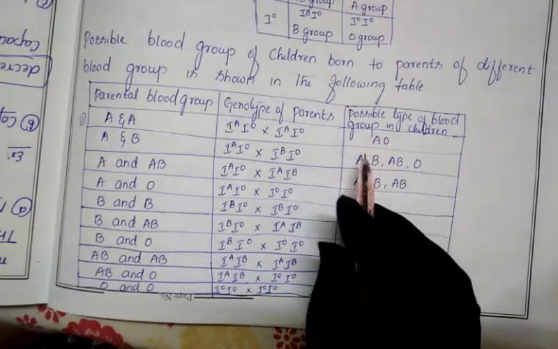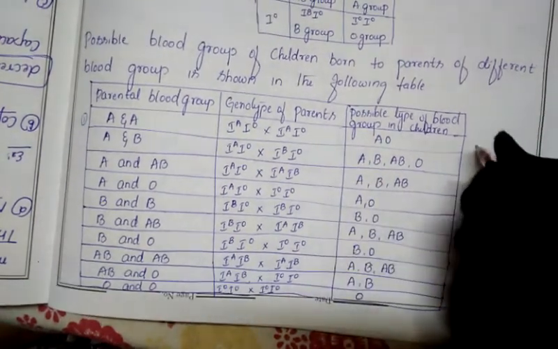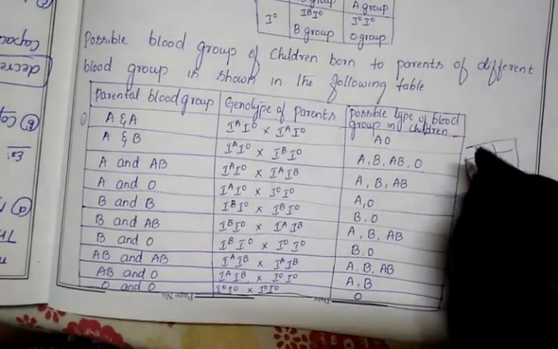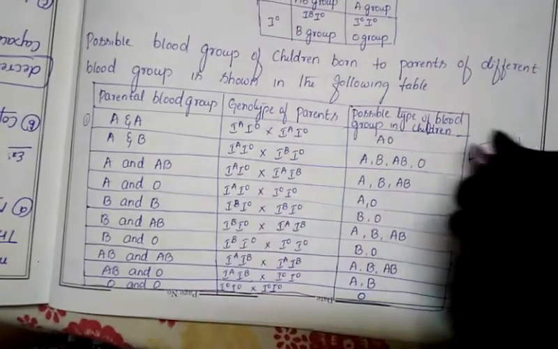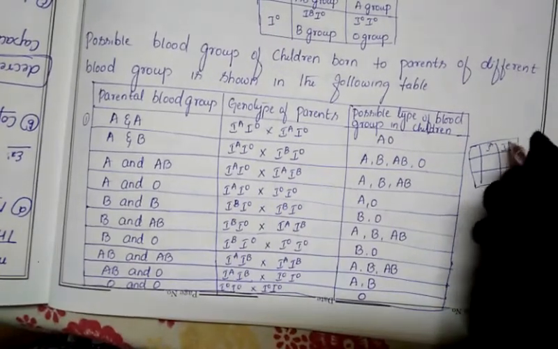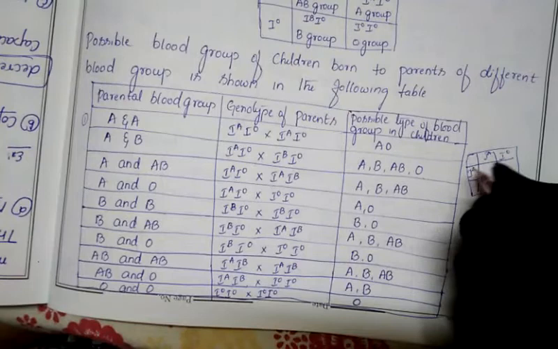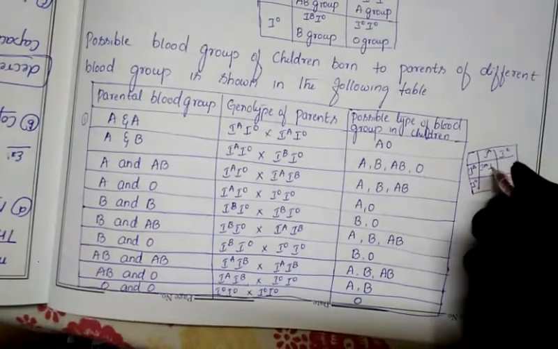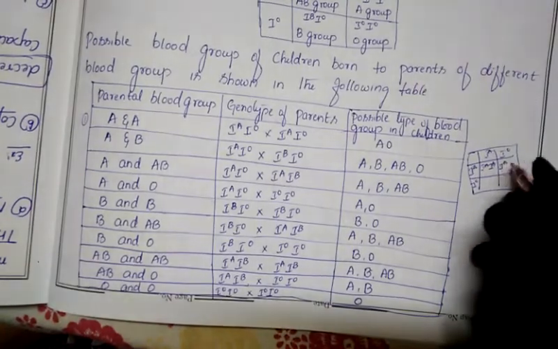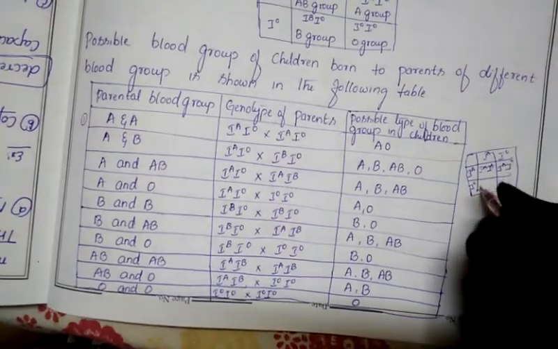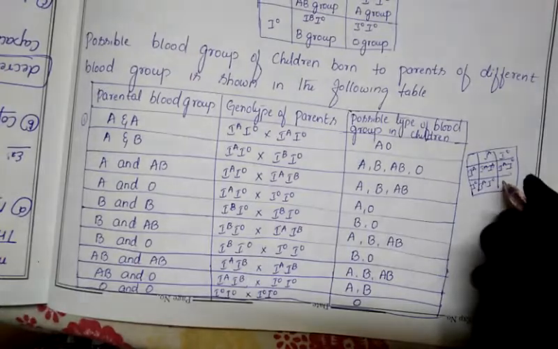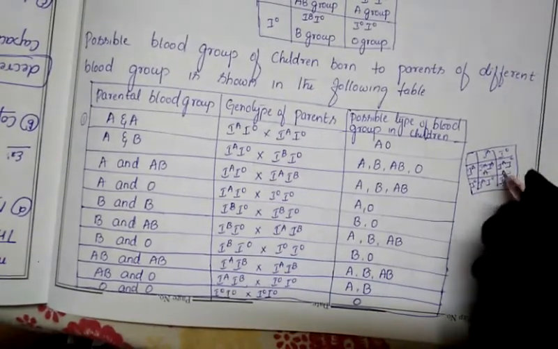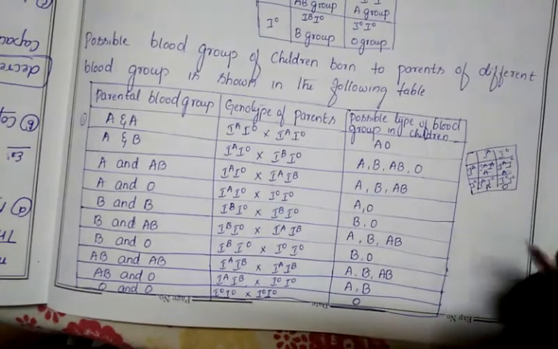You can also work this out by putting it in a checkerboard. Just I will show you here. We will put the alleles here: IA, IO, then IA, IO. So we will write IA IA, IA IO, IA IO, then IO IO. See here: A blood group, A blood group, A blood group, O blood group.